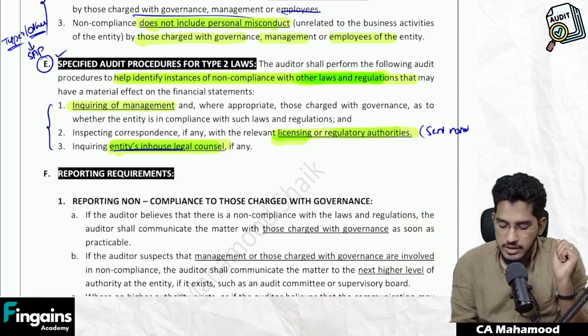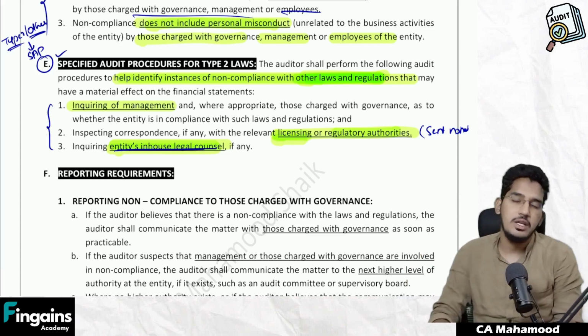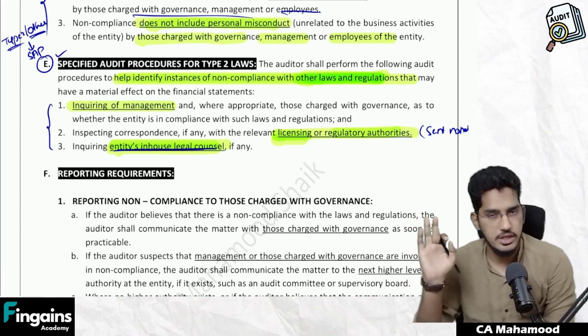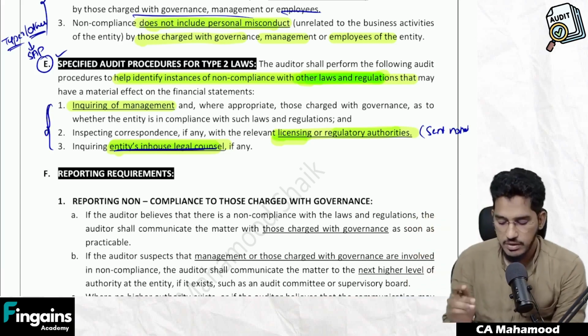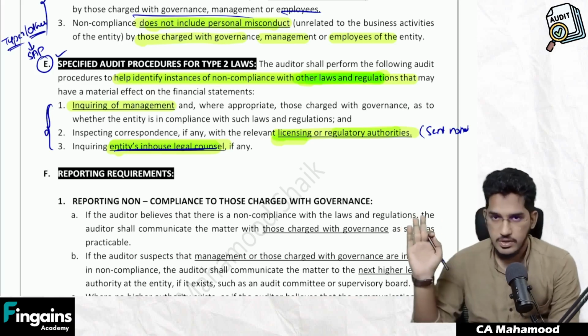Similarly, go and inquire with entity's legal counsel. If there is in-house legal counsel, go and inquire with them whether there are any non-compliances with other laws and regulations. If you do these three things, that will be more than enough. But regarding type 2 laws and regulations, understood?